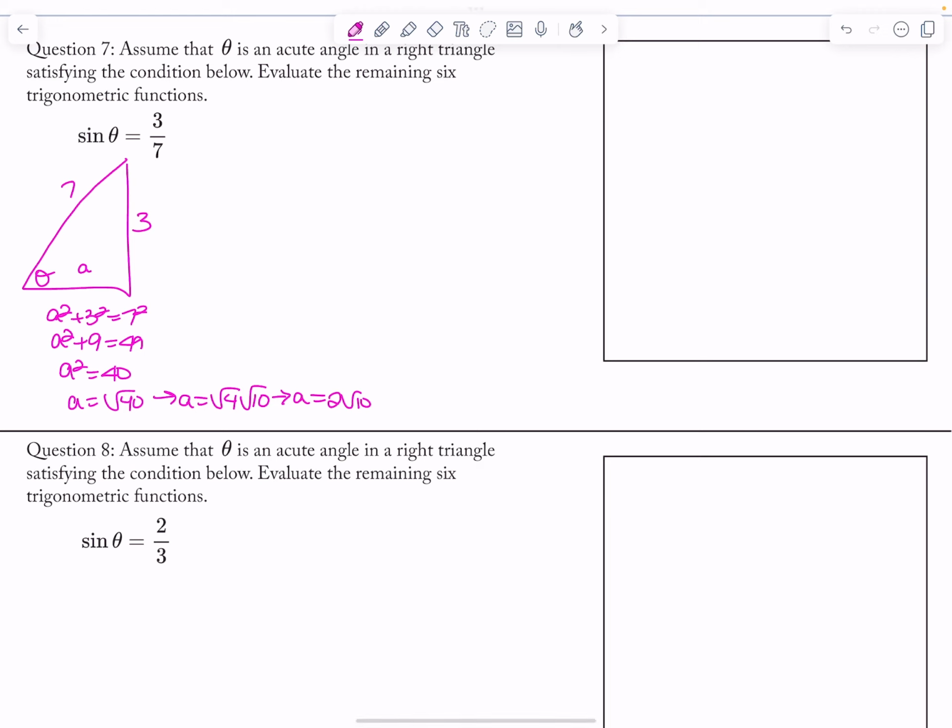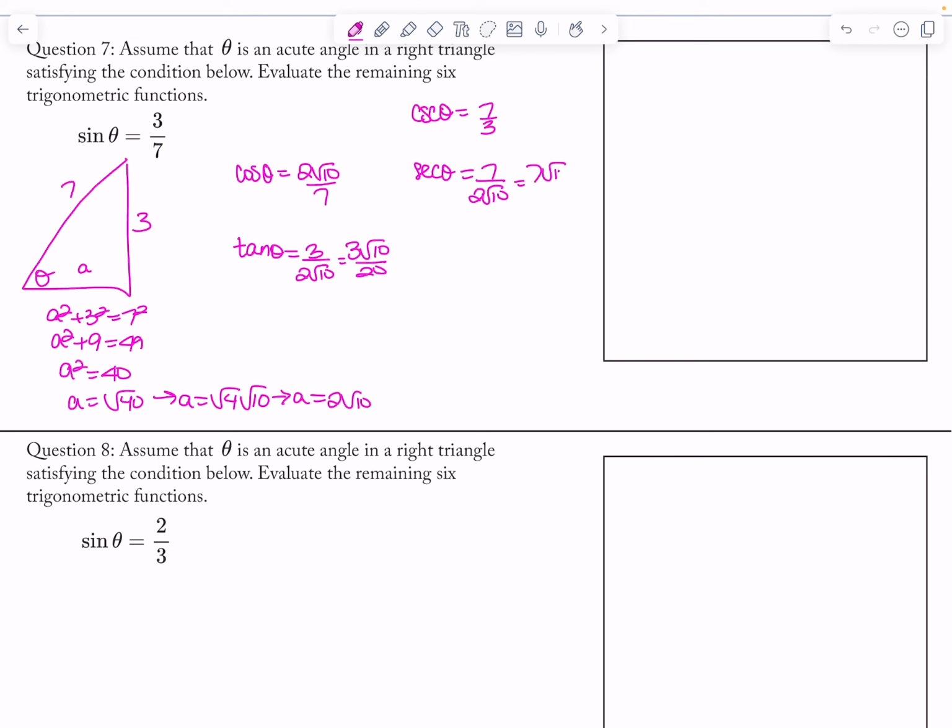So I already have sine. I need cosine of theta. So cosine of theta will be 2 root 10 over 7. Tangent of theta is equal to 3 over 2 root 10, which will be 3 root 10 over 20. And then cosecant of theta is 7 over 3. Secant of theta is 7 over 2 root 10, which is 7 root 10 over 20. And then cotangent of theta is 2 root 10 over 3.